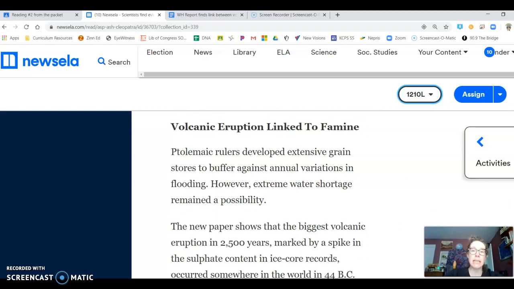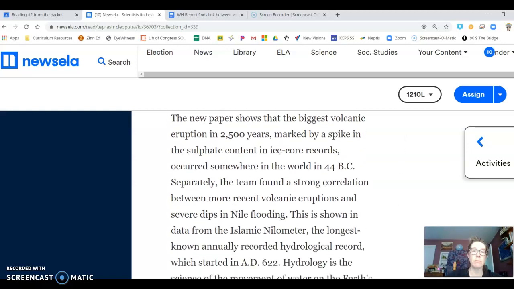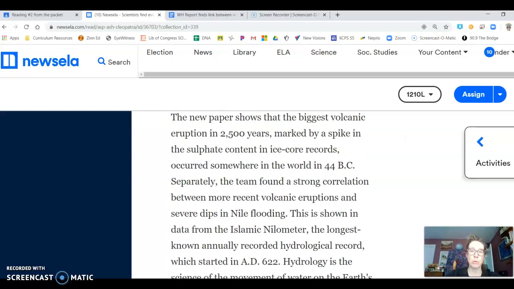Volcanic eruption linked to famine. Ptolemaic rulers developed extensive grain stores to buffer against annual variations of flooding. However, extreme water shortage remained a possibility. The new paper shows that the biggest volcanic eruption in 2,500 years, marked by a spike in the sulfate content in ice core records, occurred somewhere in the world in 44 BC.